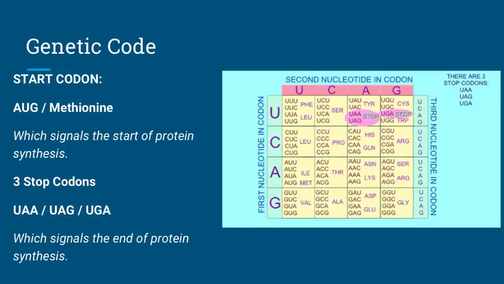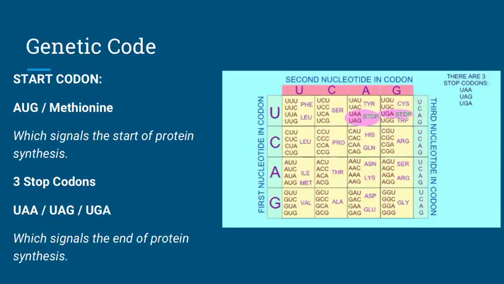All right. Genetic code continued. Now, we have a start codon and stop codons. Your start codon, and you'll never forget this, is meth. Yep, I said it. Methionine to be exact. And it's classified as AUG.